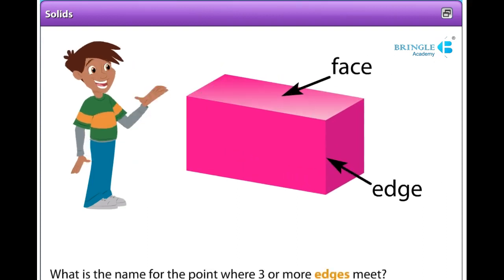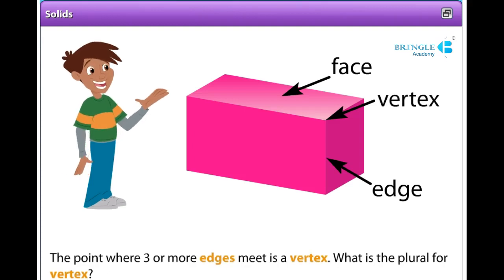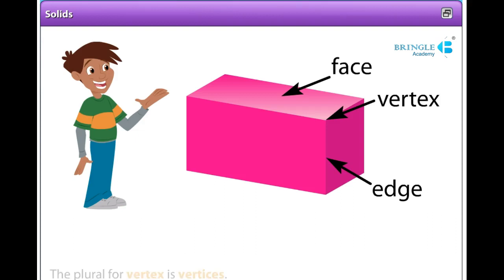What is the name for the point where 3 or more edges meet? The point where 3 or more edges meet is a vertex. What is the plural for vertex? The plural for vertex is vertices.